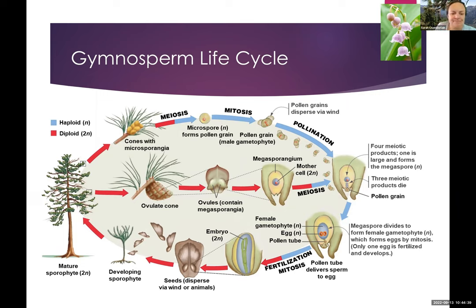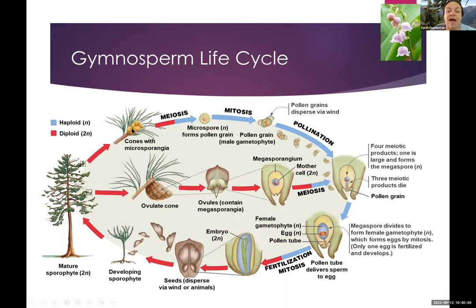Okay. So here's our mature sporophyte. Ain't it cute? It has two different kinds of cones. Now here they're calling this an ovulate cone. We called it a female cone, same difference, right? So anything that you think of when you mentally picture a pine cone is an ovulate cone, a female cone, okay?